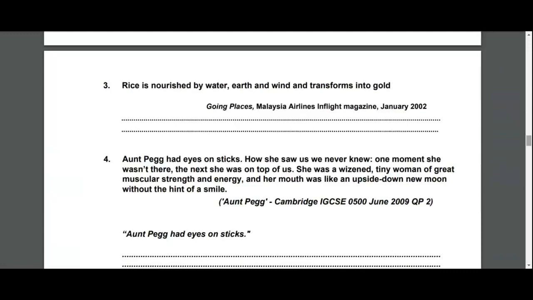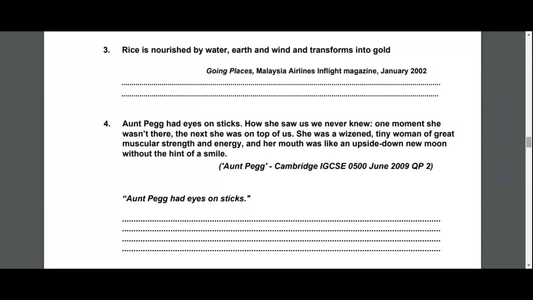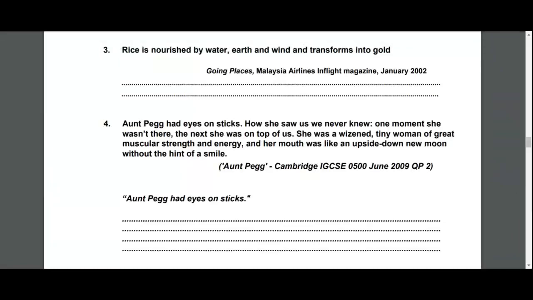And then from your exam papers, we have this other metaphor in question 4. Aunt Peck had eyes on sticks. Obviously, eyes cannot be roving on sticks, but here we have it. Aunt Peck had eyes on sticks. How she saw us, we never knew. One moment she wasn't there, the next she was on top of us. She was a wizened, tiny woman of great muscular strength and energy, and her mouth was like an upside-down new moon without the hint of a smile.